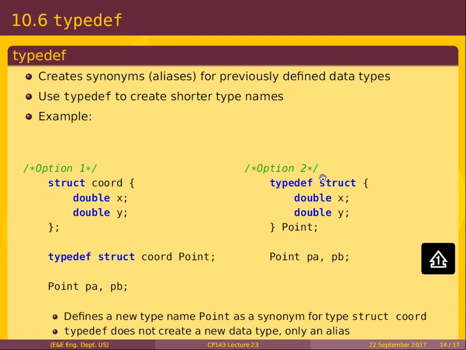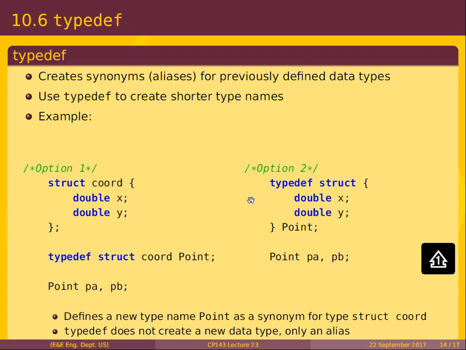Simplifying things a little bit more using a typedef approach. What I can do now is create a synonym, an alias for a previously defined data type. The reason that I want to use this typedef that you learned about is that it can create shorter type names. So here's an example. I have option one. I have a struct coordinate, like we did in the previous example, consisting of members x and y. And here I'm going to say typedef struct coordinate point.